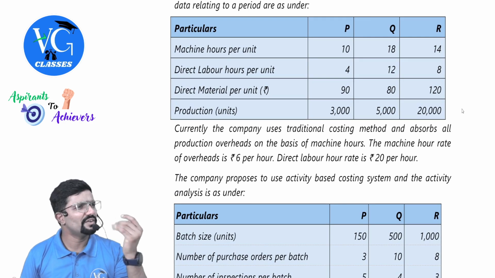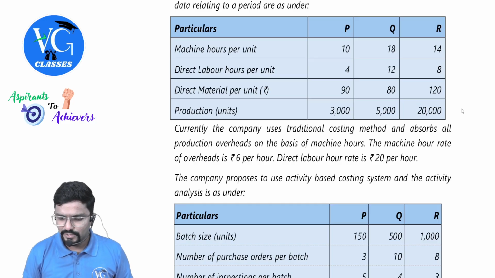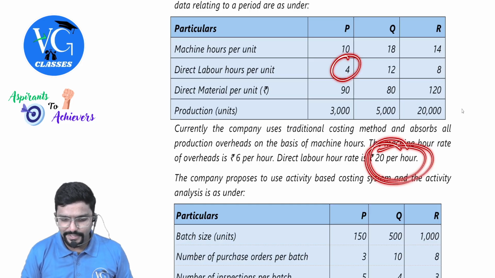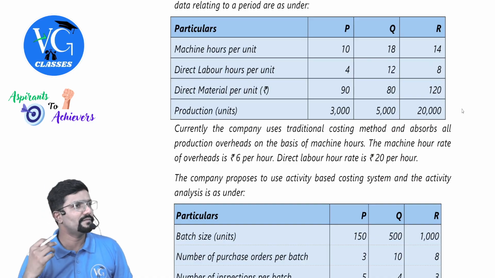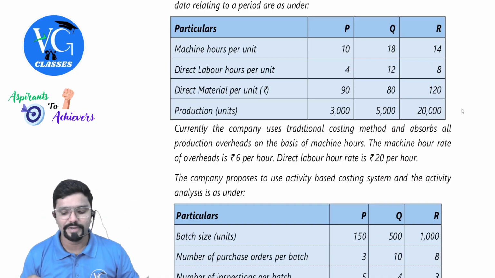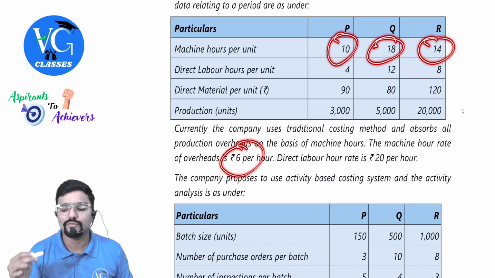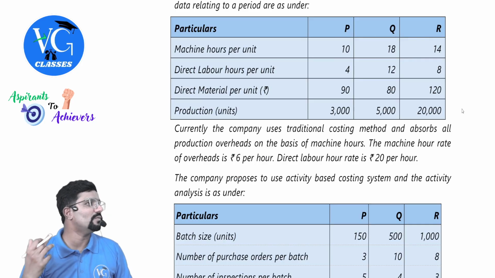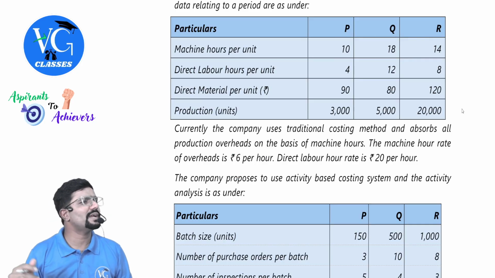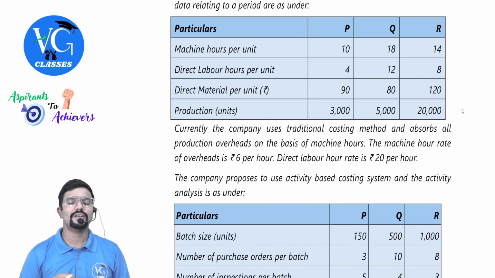Guys, if I ask you, what is the labor cost per unit? 20 into 4, 20 into 12, 20 into 8, per unit fixed. Now if I ask you, what is the production overhead per unit? 6 into 10, 6 into 18, 6 into 48. Traditional is already over. Just add up all the things. Sir, I want to calculate total cost also. Once you get cost per unit, multiply with number of units. What do you get? Total cost.